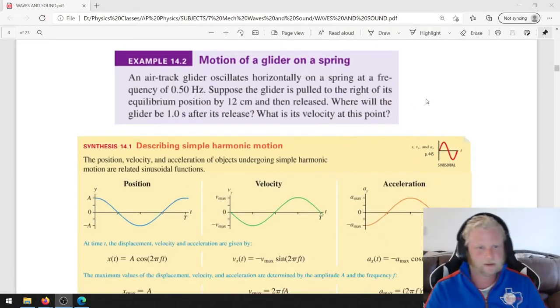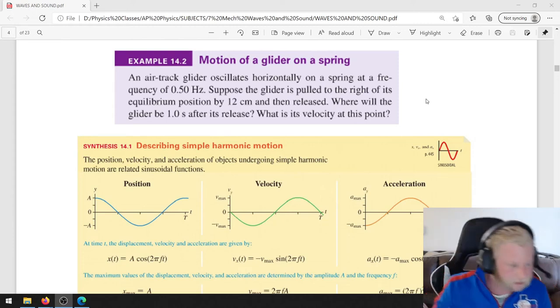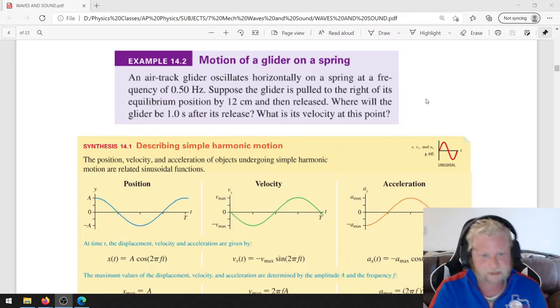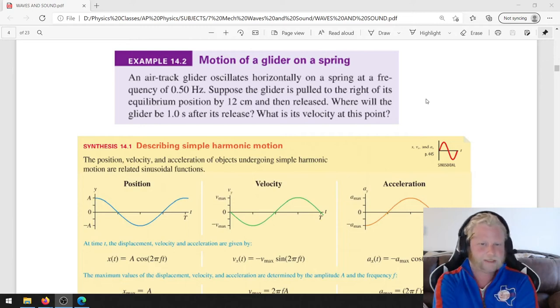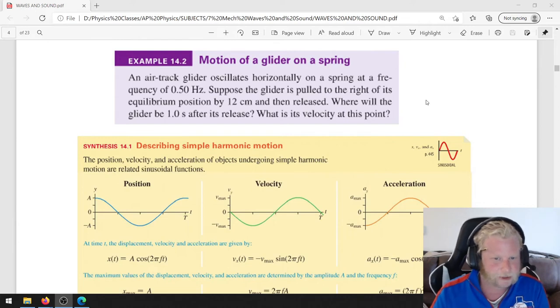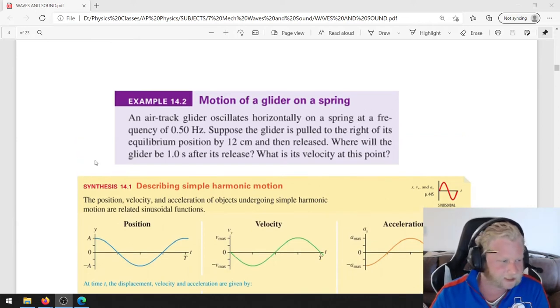So now let's take a look at Example 14.2, motion of a glider on a spring. An air track glider oscillates horizontally on a spring at a frequency of 0.5 hertz. Suppose the glider is pulled to the right of its equilibrium position by 12 centimeters and then released. Where will the glider be 1 second after its release? What is its velocity at this point? So take a second, pause the video, see if you can figure that out.